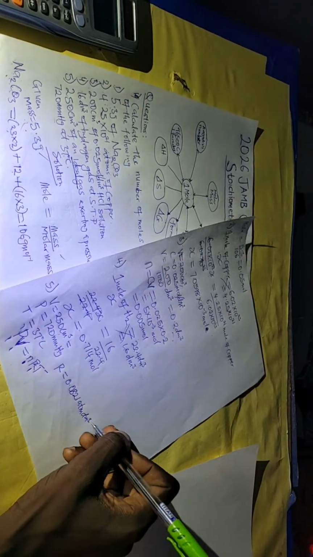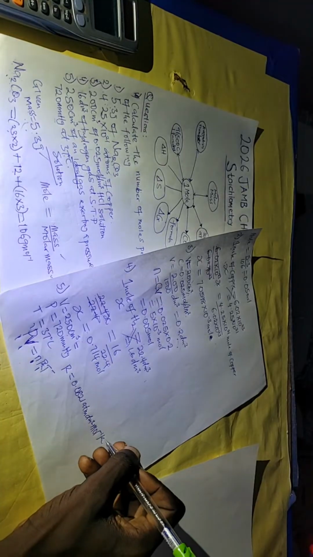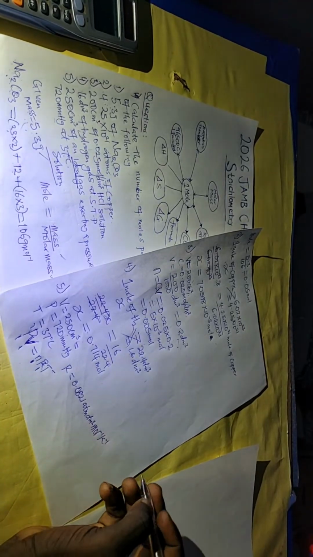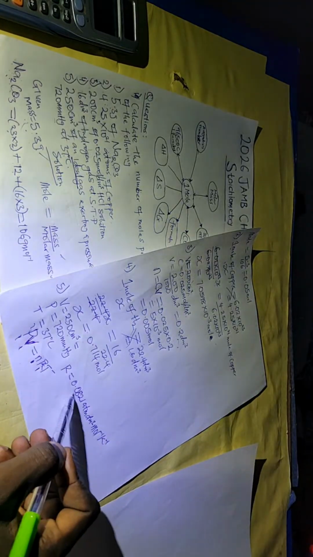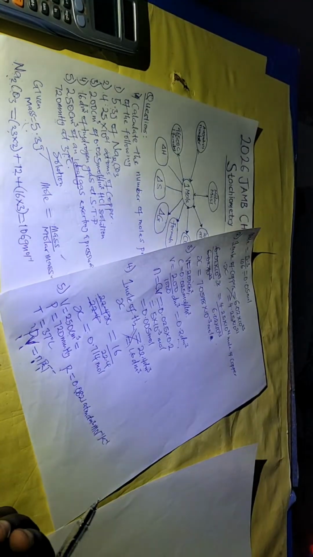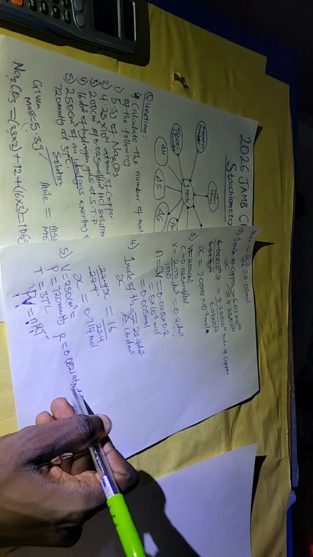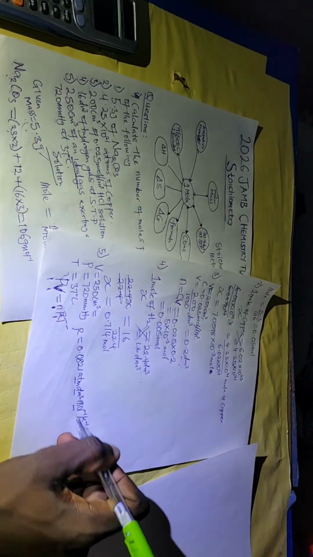The unit of R is atm dm cube per mole per Kelvin. This is the value of R. It's a gas constant. It is constant, and you can see the unit: atm dm cube per mole per Kelvin.